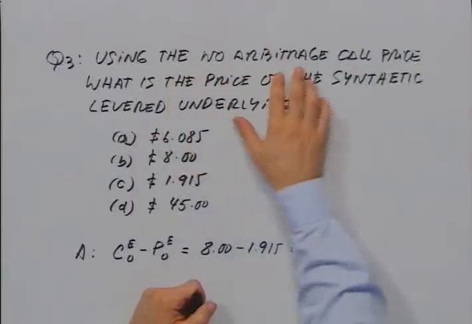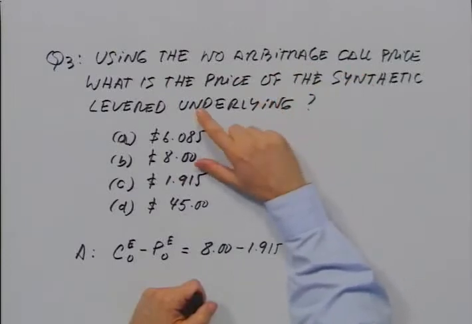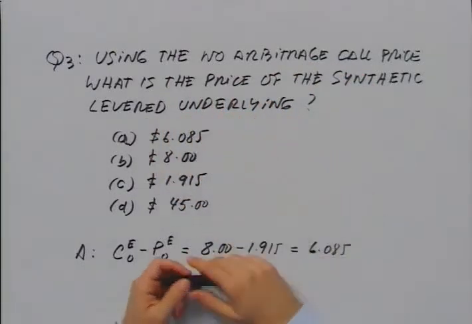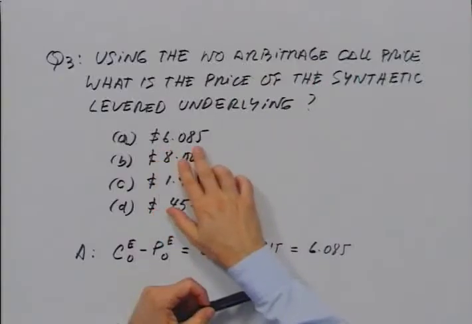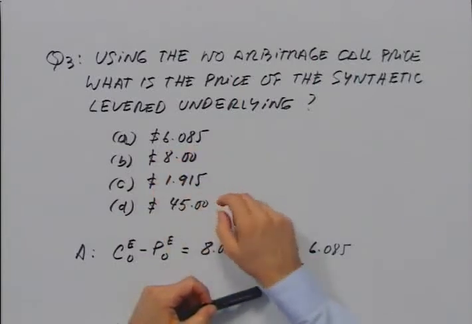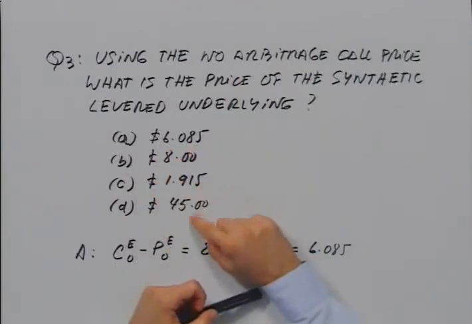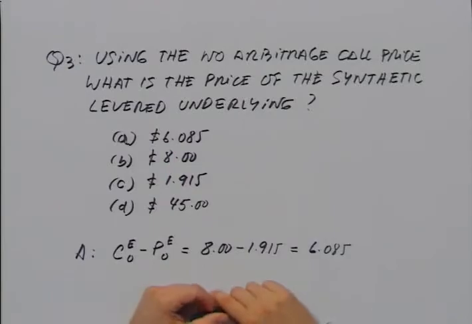The next question asks the following. Using the no arbitrage call price, what is the price of a synthetic levered underlying? So what I'm asking you to do is simply find out what the price of a synthetic levered stock is. Is it $6.085, $8, $1.915, or $45?